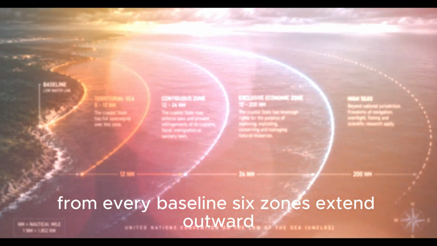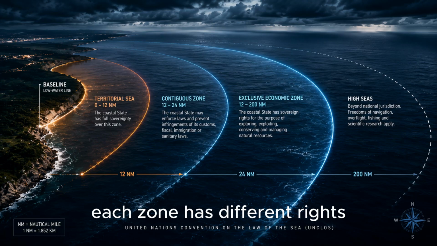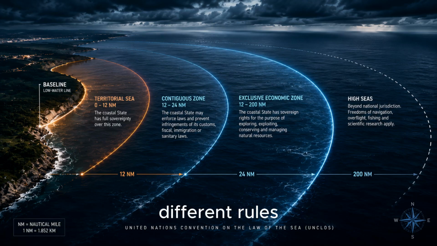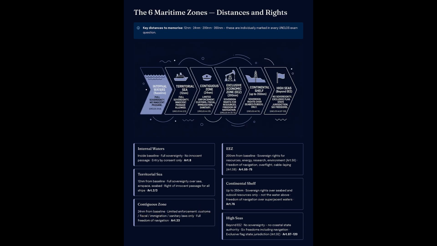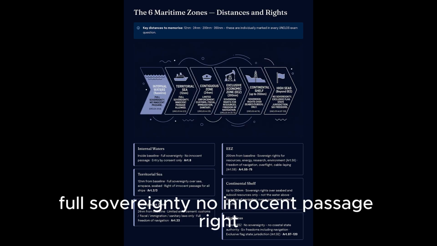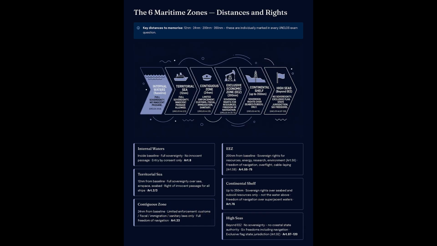From every baseline, 6 zones extend outward. Each zone has different rights, different rules. Zone 1, internal waters. Inside the baseline. Full sovereignty. No innocent passage right. Foreign vessels enter only with consent.